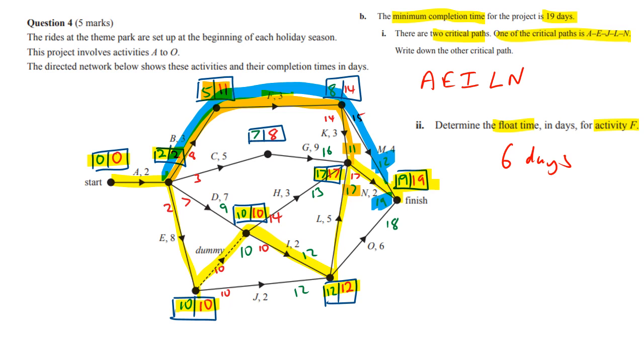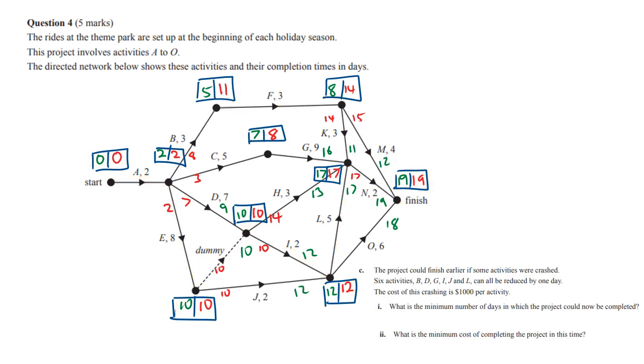I get very annoyed with the books keep telling you that the float time is the difference between the 2 boxes at the beginning, and it isn't always the case. You'll see that in other questions. Sorry for the small writing, I have to squash everything.